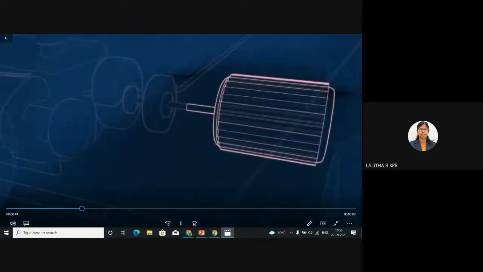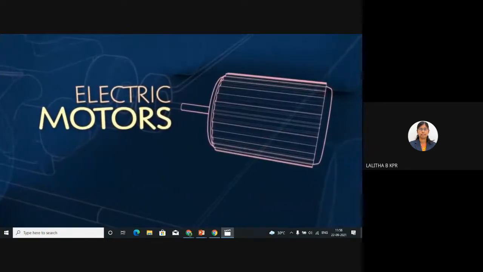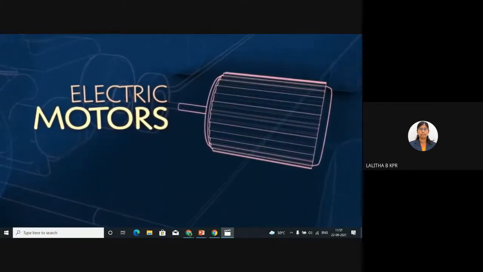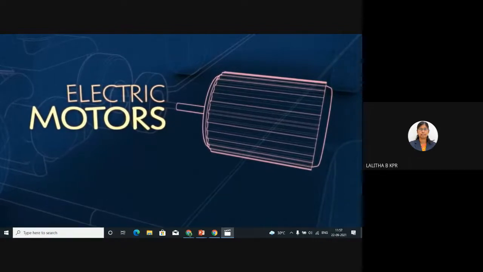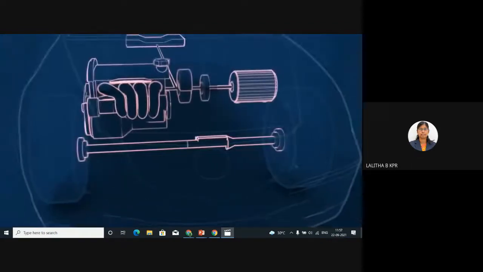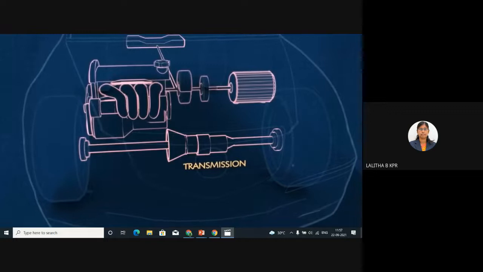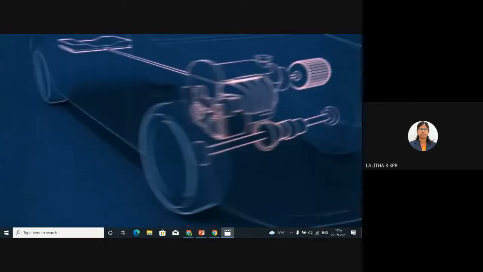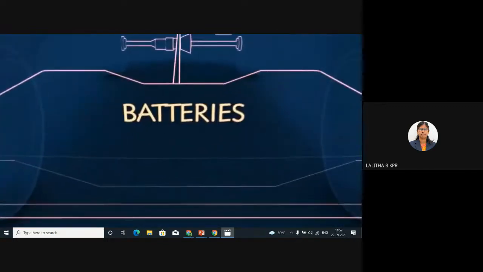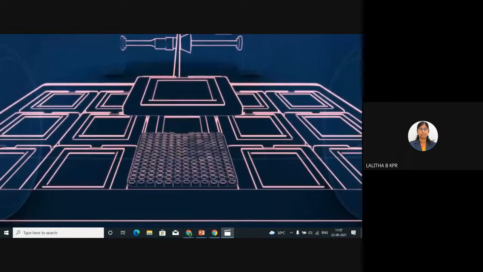Second, one or more electric motors. These motors are located in different places in the vehicle depending on the manufacturer. Both motors are connected to a transmission and out to the driven wheels. The third component is a battery, or series of batteries, which store and send out electricity.